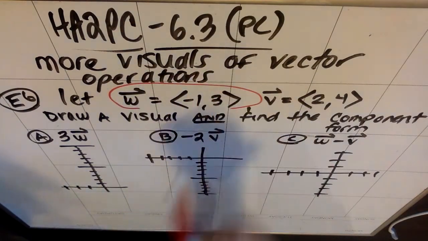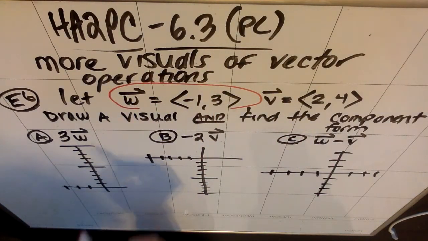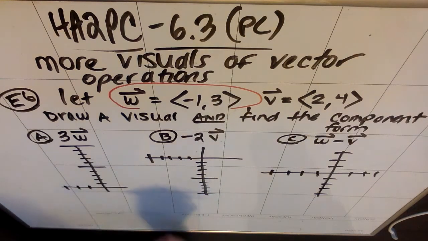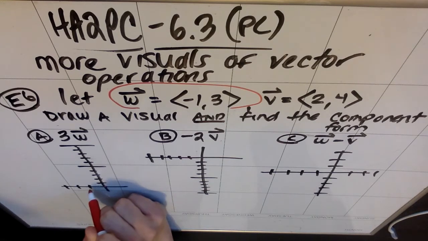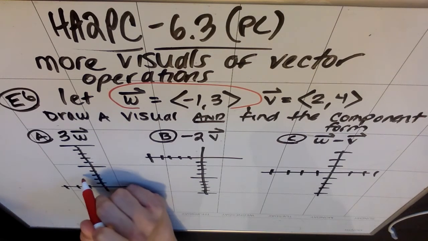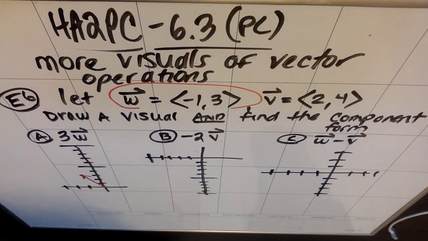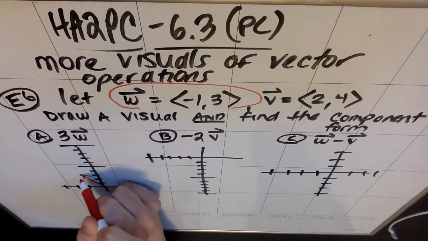Okay, so 3w literally means vector w plus another vector w plus another vector w. Vector w starts at the origin. It goes left 1 and up 3. So this is my first vector w, that little red vector. And then I'm going to do it again because I'm adding 3 of them total.